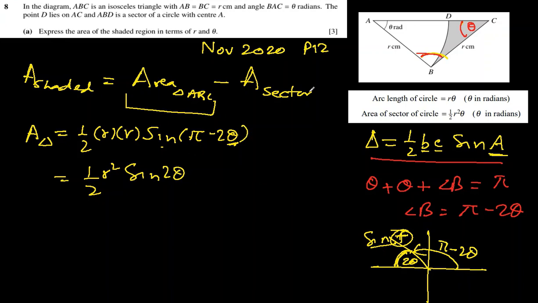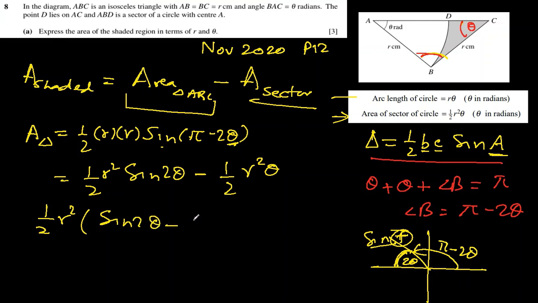Let's find the area of the sector now. The formula is half r squared, and r is r, so r squared, and theta is theta. Let's take half r squared common, so we'll be left with sine 2 theta minus theta. This is the area of the shaded region in terms of r and theta.